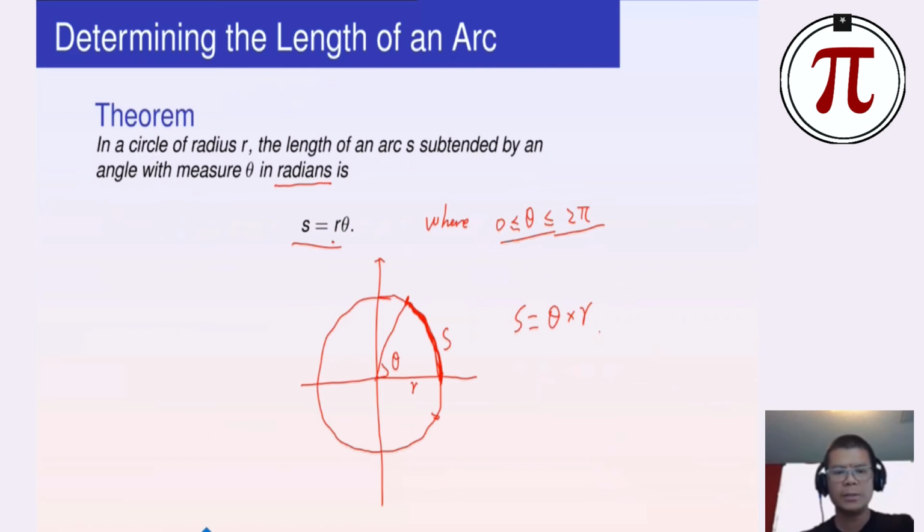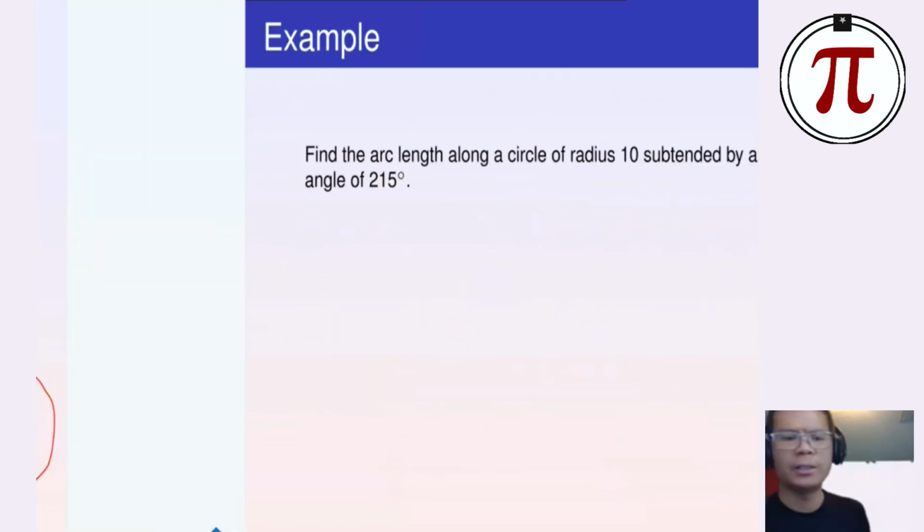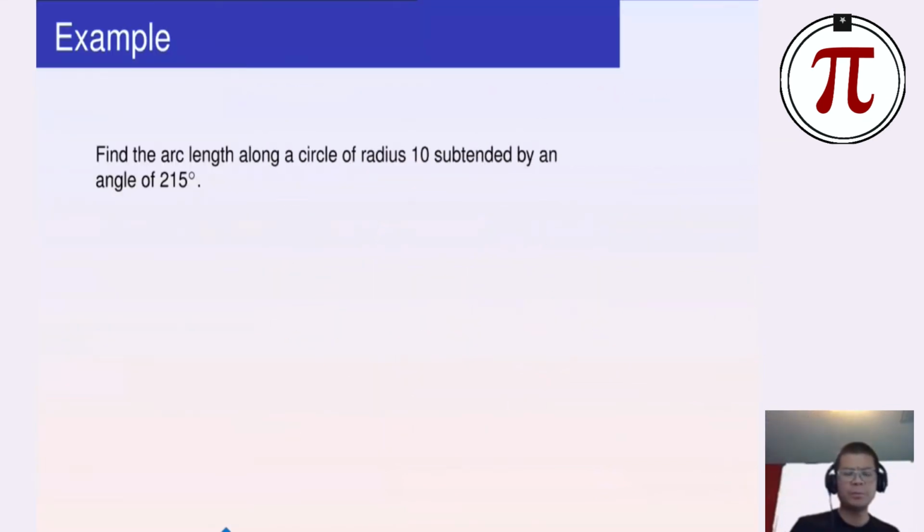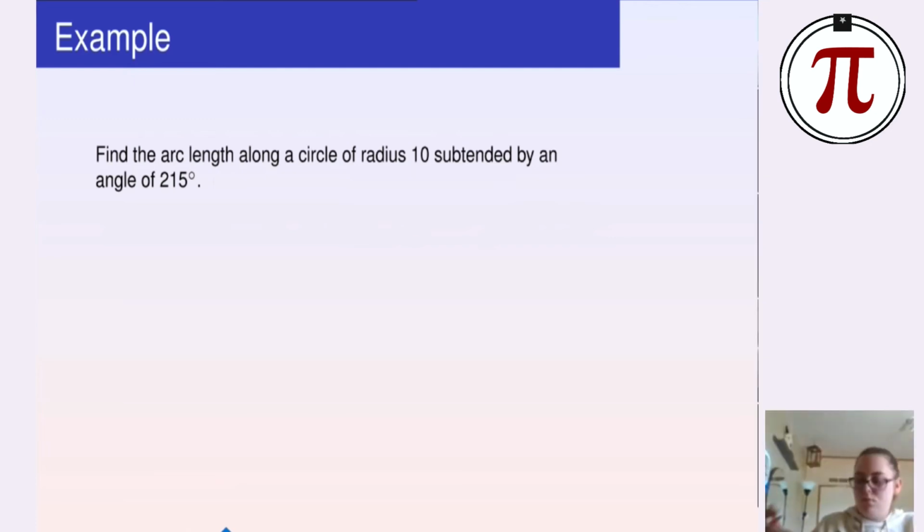Now sometimes we are not given the angle directly in radians. In those cases, we have to convert the measure in degrees into radians, and then use the formula. Let's consider this example.